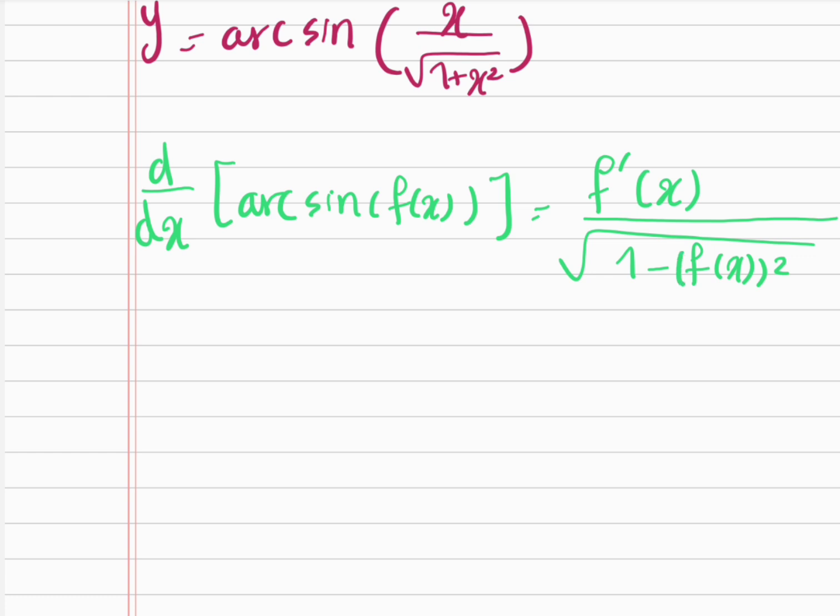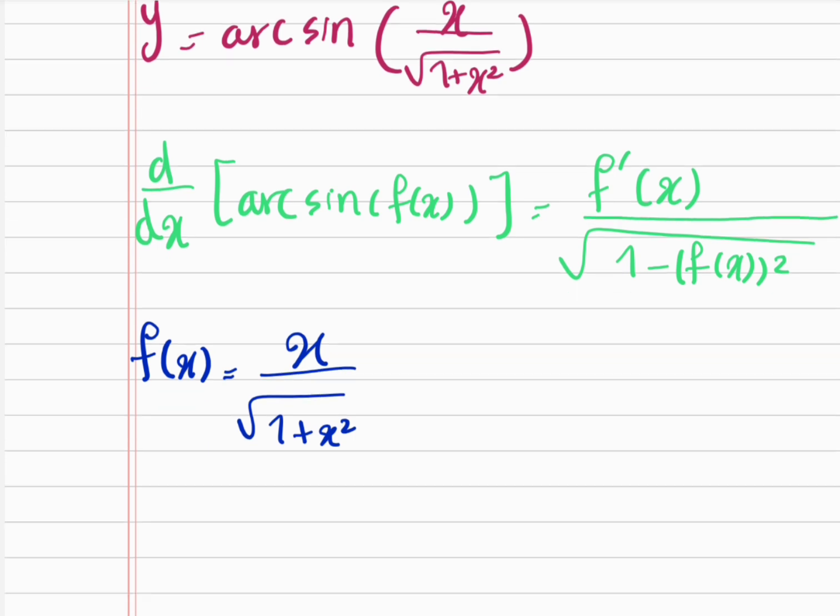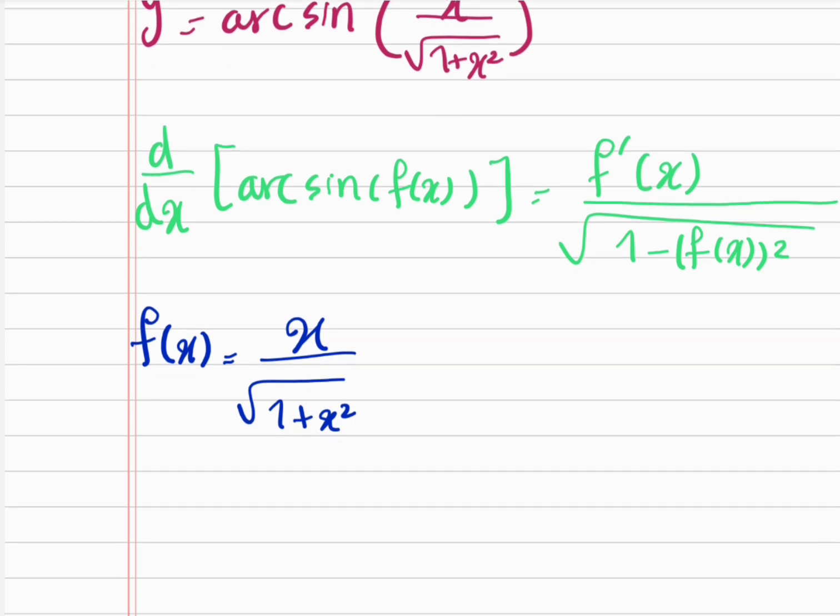What this means is that in this question, f of x is the function inside the arcsine, and that's equal to x over the square root of 1 plus x squared. So that's f of x for us. Now, in order to find the derivative of arcsine of this function, we first need to find f dash x, and then we just substitute into this formula, and that's it.